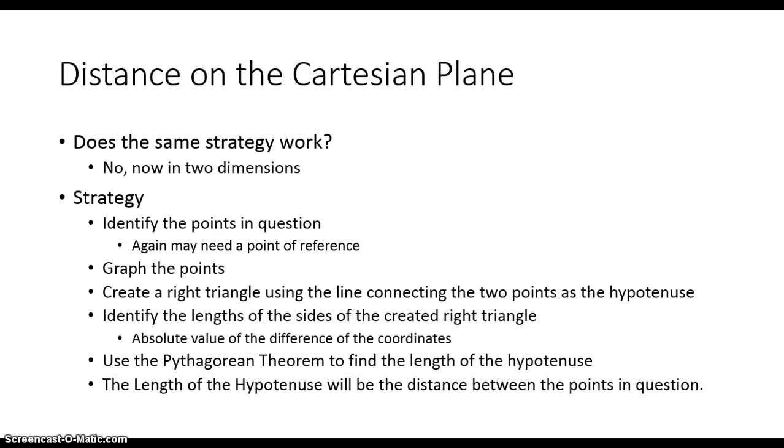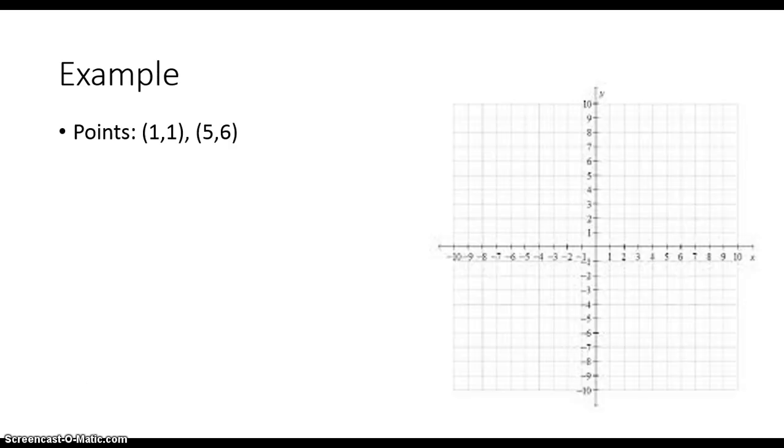Then identify the lengths of the sides of the created right triangle and use the Pythagorean theorem to find the length of the hypotenuse. And then our resulting length will be the distance between the 2 points in question. So let's try an example. I have points 1, 1 and 5, 6. So identifying these will be pretty easy. I have given them to you. So let's plot those points. 1, 1 and 5, 6.